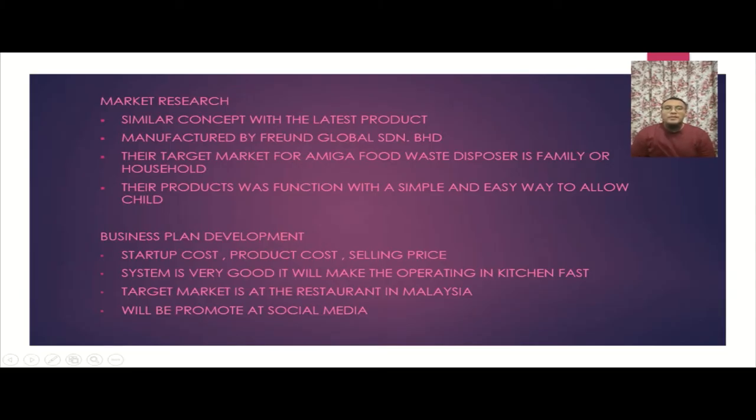My name is Muhammad Alif Afnan bin Muhammad Rizwan. Now I would like to present about market research. From our research, we know that this product has a similar concept to the latest ones. For example, this product is manufactured by Global Senior Berhad in Malaysia. This product is similar to the Amiga Food Waste Disposal, which is the best found in the market. Their target is companies and kitchens at home and office. Their function is very simple and easy to use.